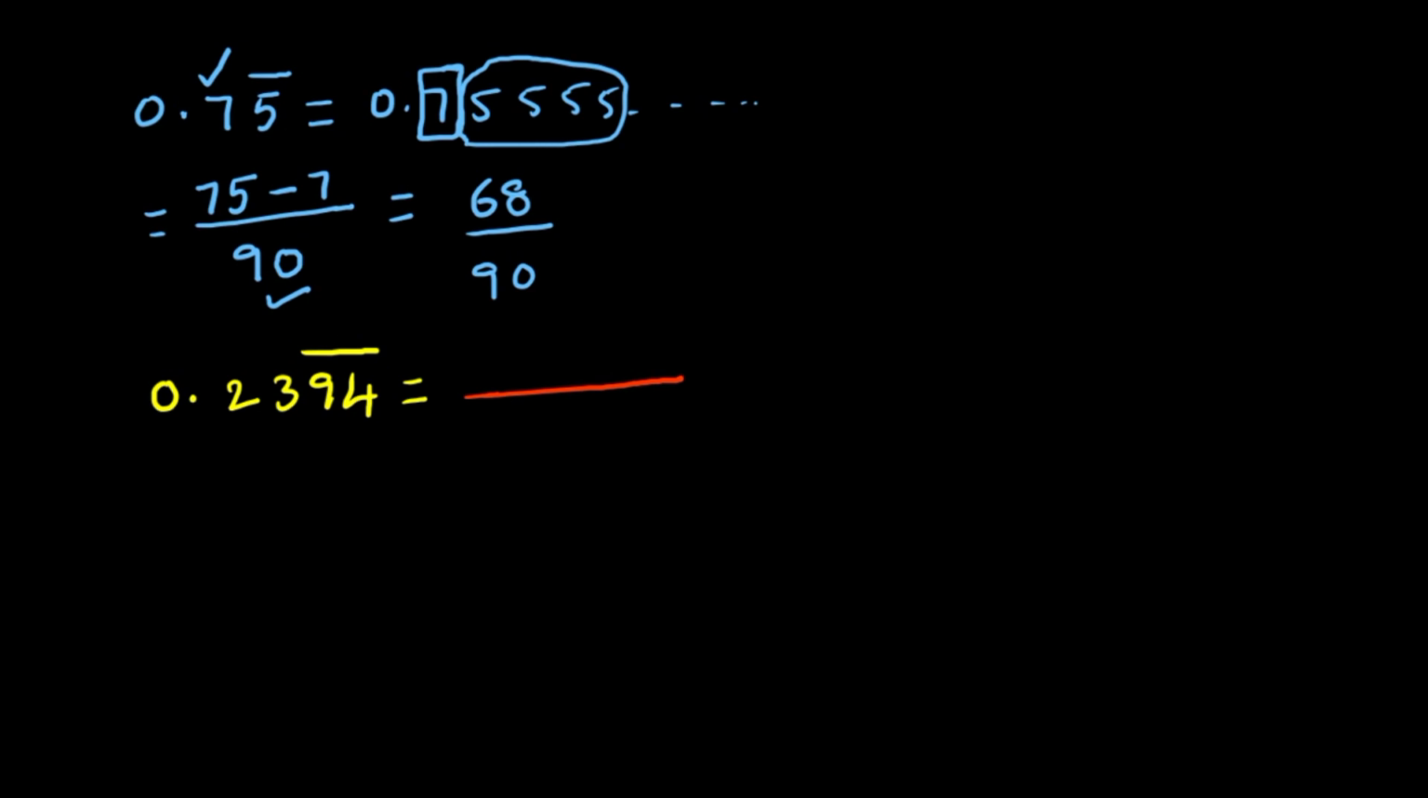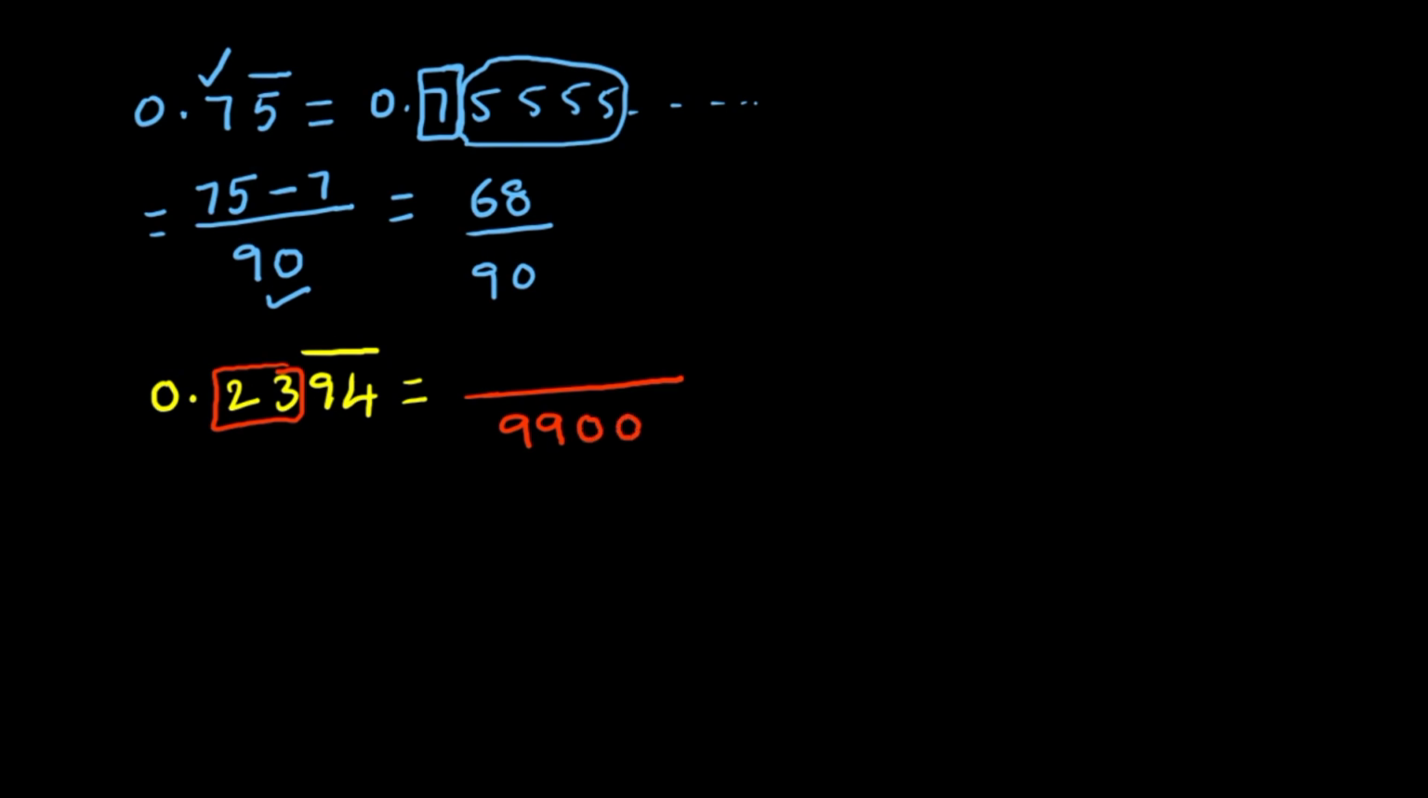0.2394949494, and so on. This is the number. So only 2 digits, 94, are repeating. So I am going to take the 2-digit number, that is two 9s, that is 99. And let me know how many non-repeating digits are there. That is 2 digits, 23. So instead of those 2 digits I am going to take two zeros here.